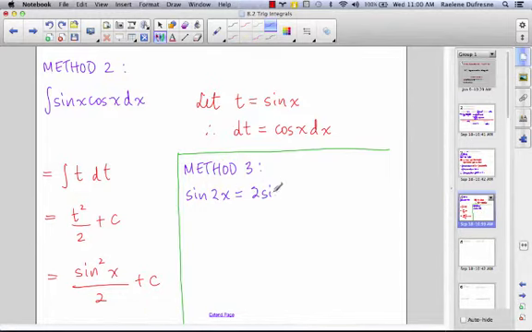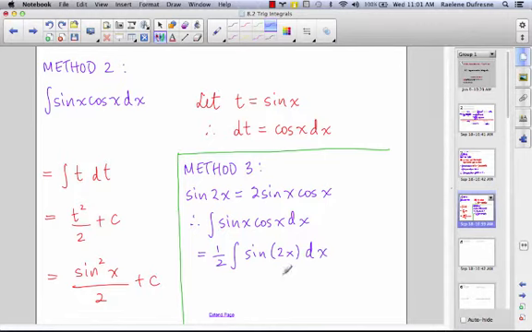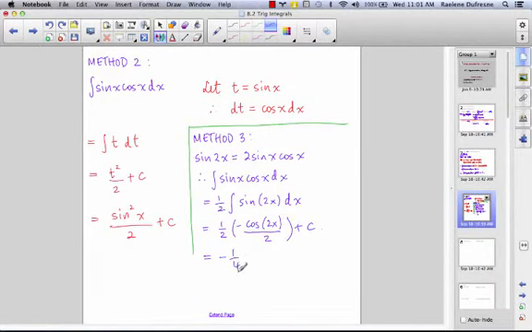And in method 3, using trig identities, we notice that sine of 2 times x is equal to 2 sine x cosine x. And therefore, sine x cosine x from the integral can be replaced as 1/2 of sine 2x. So our integral of sine x cosine x dx can be rewritten as 1/2 integral of sine of 2x dx, which gives us 1/2 times the antiderivative of sine of 2x, which is going to be negative cosine of 2x, divided by 2, and then plus c, which gives us negative 1/4 cosine of 2x plus c.